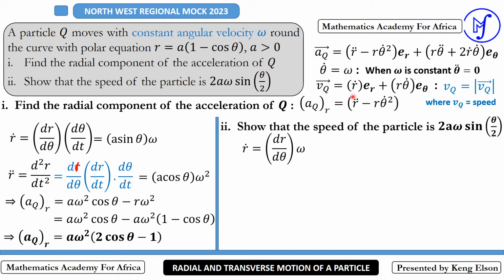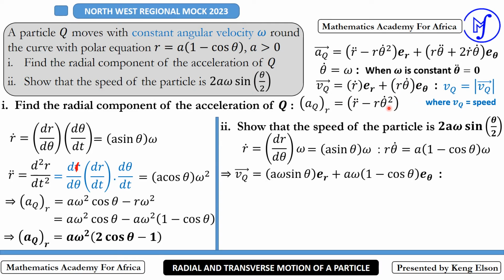So to get a velocity like I displayed here, we need to get the radial component and the transverse component. But we had these already in the previous question. So I'm just going to have our velocity of the particle as a omega sine theta e_r plus a omega into 1 minus cos theta e_theta. Now what is the speed? The speed is the magnitude of the velocity, which is the square root of the sum of the squares of the radial and the transverse components.